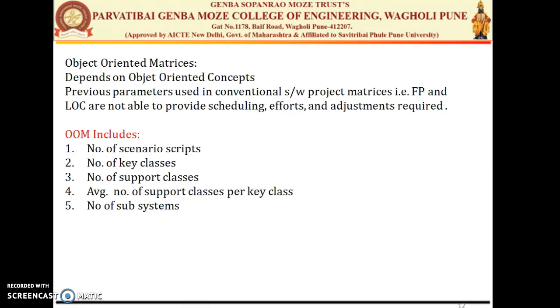The size oriented matrix does not compare two different software projects which use two different programming languages. But with function point we can compare software projects which have been developed in different programming languages. And the third one is the object oriented matrices, which use the object oriented concepts. In the next session we'll proceed with the estimation part and further.